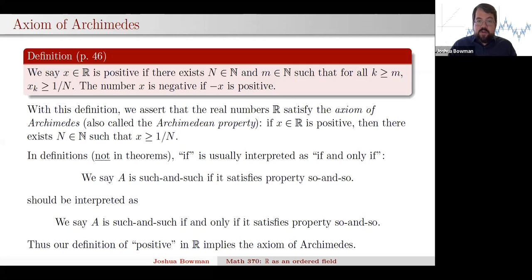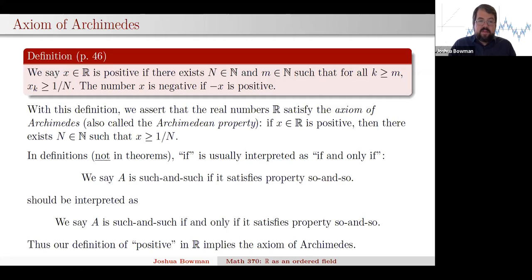All right, this definition effectively says that x itself is bigger than 1 over n, based on a property that I'll mention in just a moment. But what this brings us to is what's called the axiom of Archimedes, or sometimes the Archimedean property, which says that if x is a positive number, there exists some natural number n so that x is greater than or equal to 1 over n. This seems like it's the reverse of what we said before. We said that x will be positive if there exists some n, and now we're saying if x is positive, then there exists an n with this property.